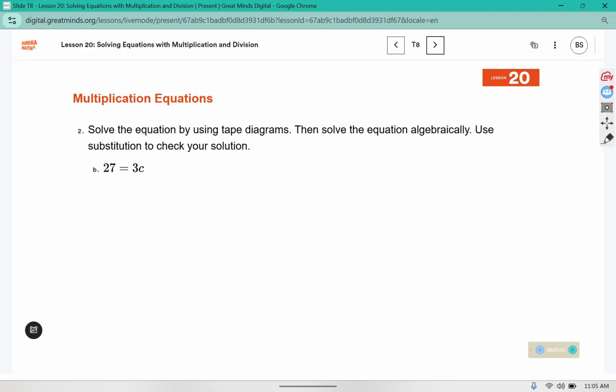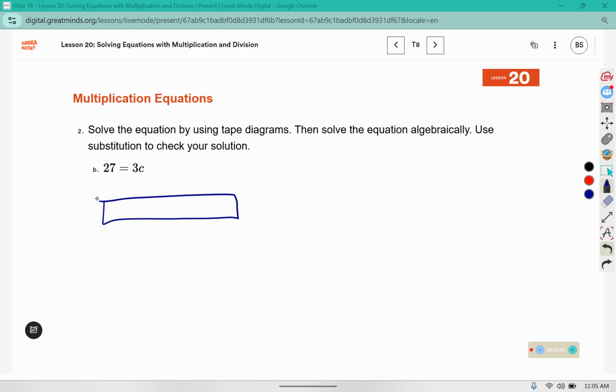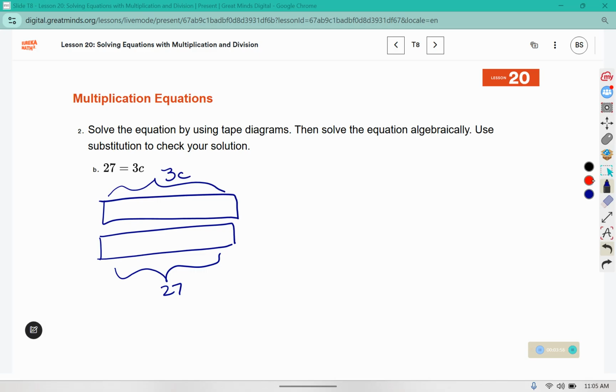Solve the equation by using tape diagrams, then solve algebraically and use substitution to check your solution. So we'll have 2 tape diagrams, one that represents 3c, and one that's the same size that represents 27. We're going to split this up into 3 C's, and then we'll split this up into 3 parts as well. 27 split into 3 parts is 9. So C is 9.